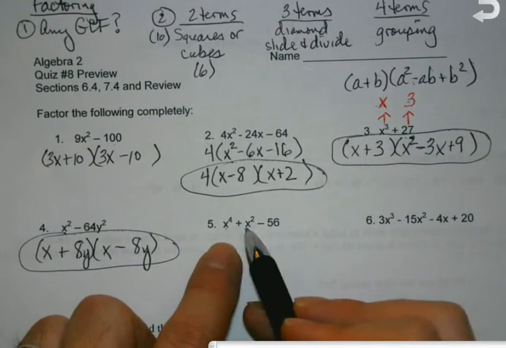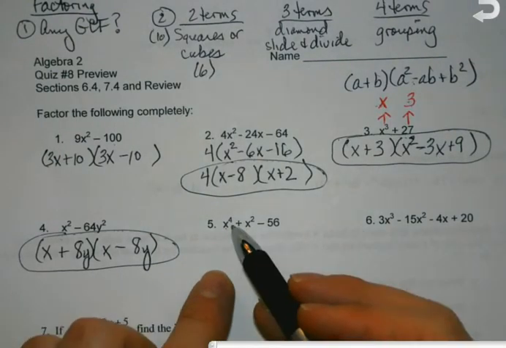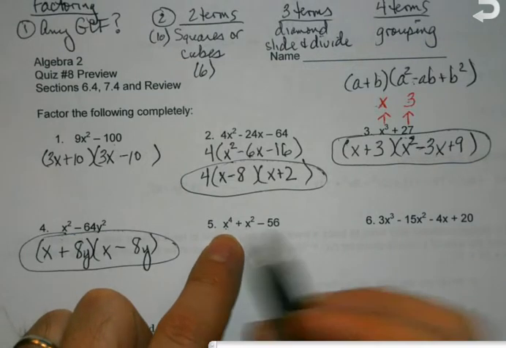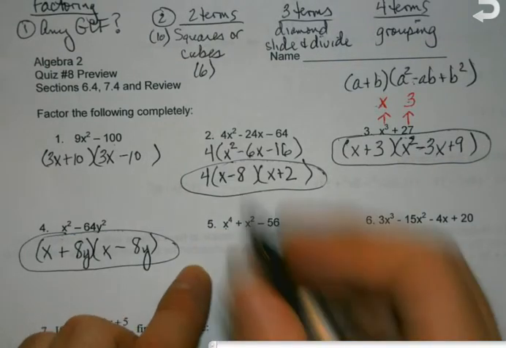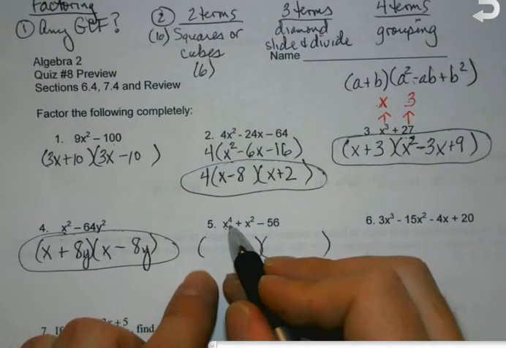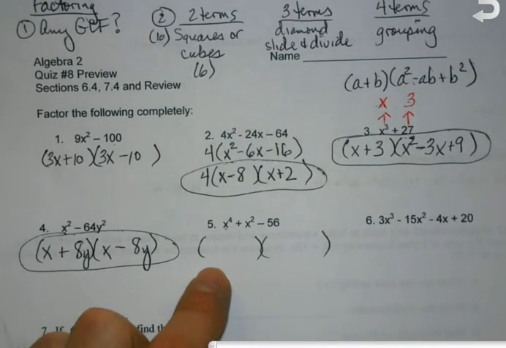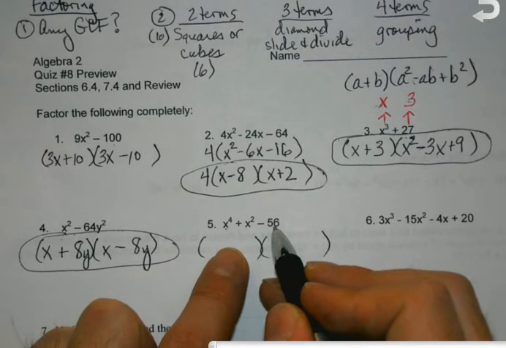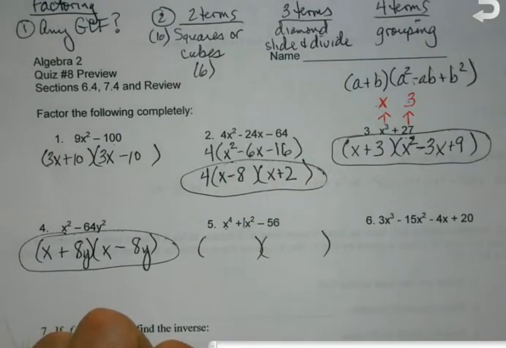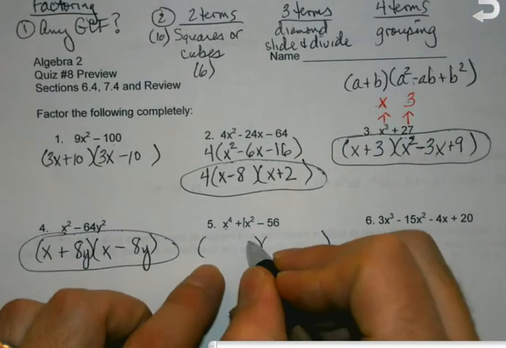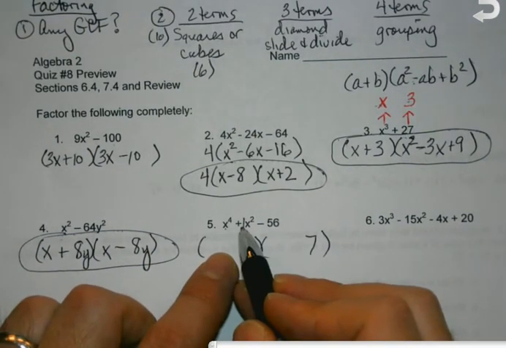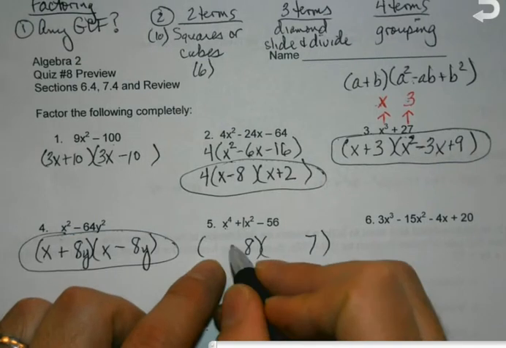Alright, so nothing in common. Ooh, x to the 4th. Wait a minute. Okay, we're going to treat this just like it's x squared plus x minus 56. It's still a diamond. There's no number in front of my first term. Don't let the 4 fool you. I need two numbers that multiply to negative 56, but add up to 1. Let's say they have to be real close. So 8 and 7. Since I want it to be positive 1, the bigger number's got to be positive.